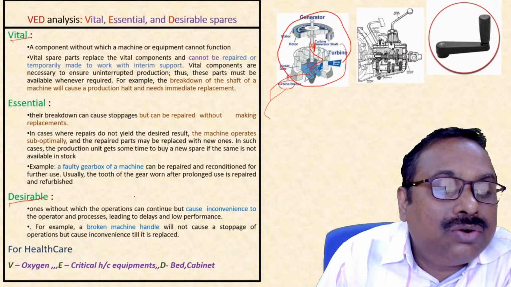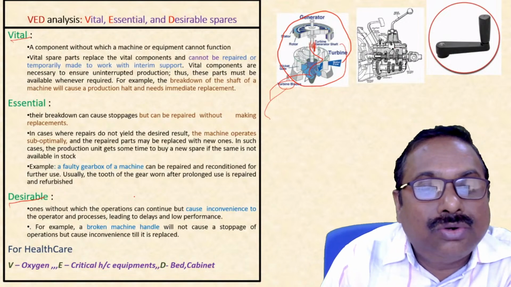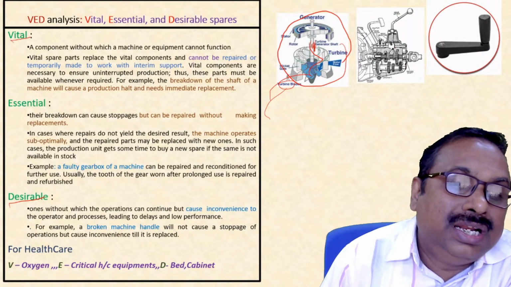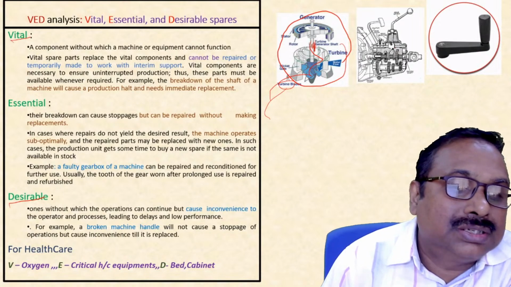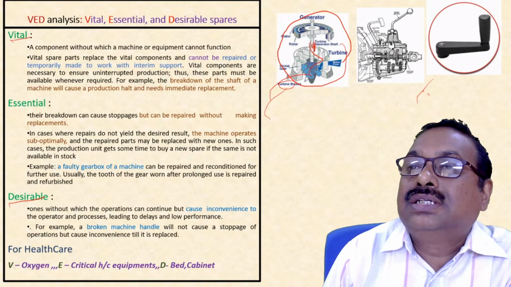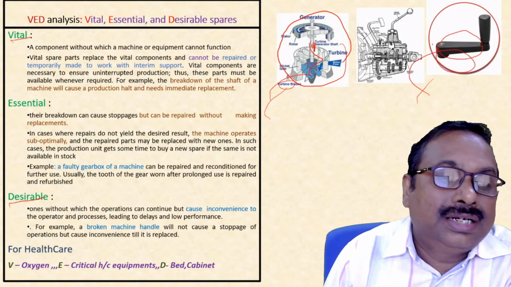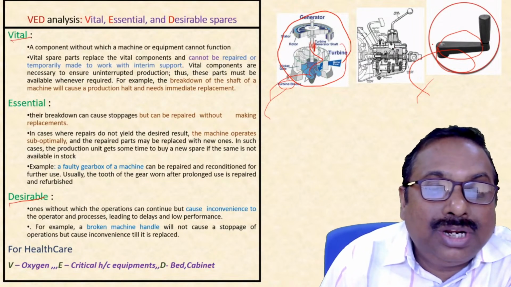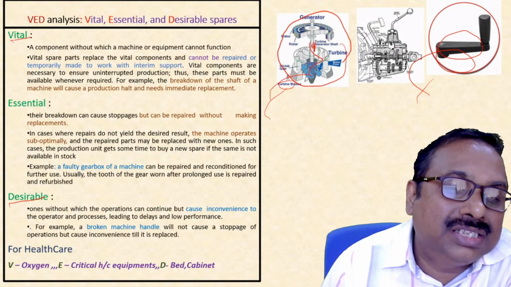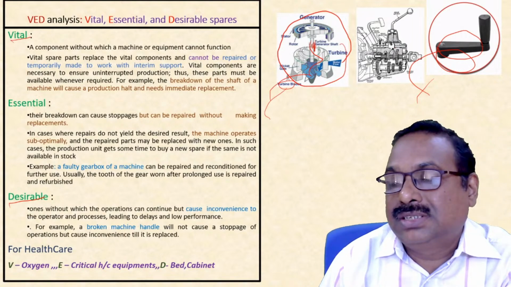Desirable ones are those without which the operation can continue but cause inconvenience to the operator and processes, leading to delays and low performance. For example, a broken machine handle. A broken machine handle will not cause a stoppage of operations but causes inconvenience until it is replaced.